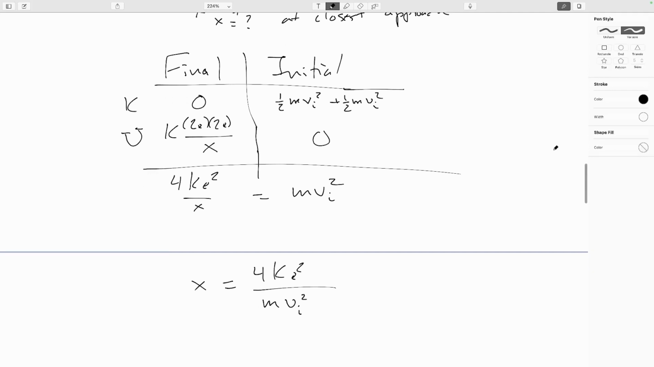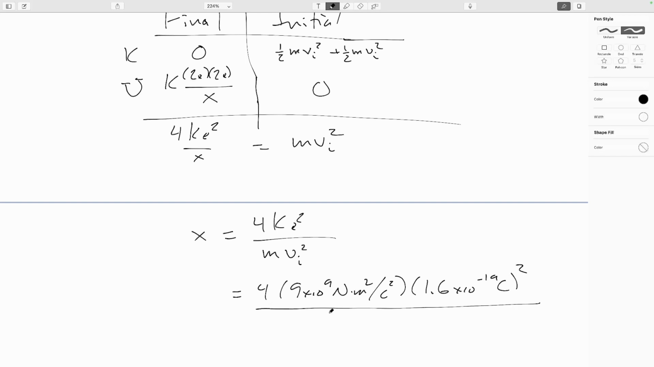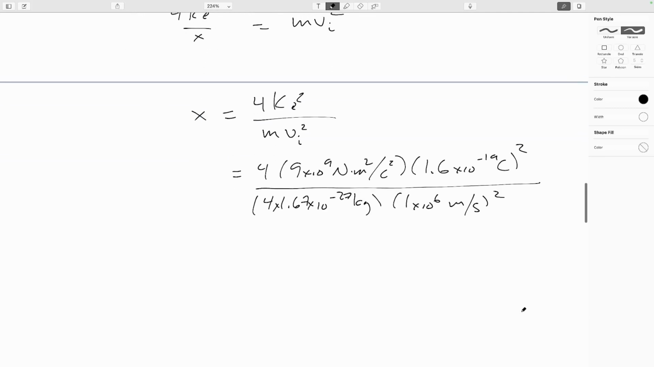So let's go ahead and substitute away. 4 times 9 times 10 to the 9 Newton meters squared per Coulomb squared. E is 1.6 times 10 to the negative 19 coulombs. We'll be squaring that over my mass of 4 times 1.67 times 10 to the negative 27 kilograms. And initially we're going at a million meters per second, so 1 times 10 to the 6 meters per second, and we square that. All right, grind all of that through your calculator.